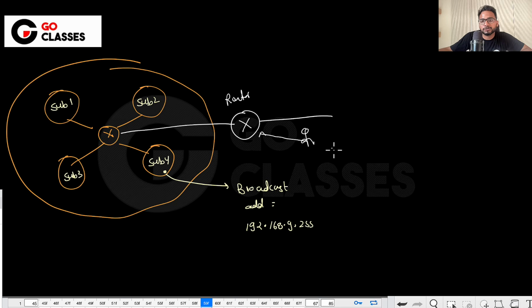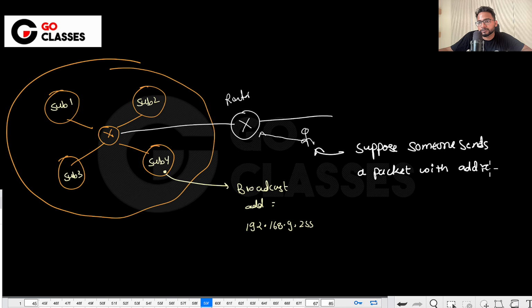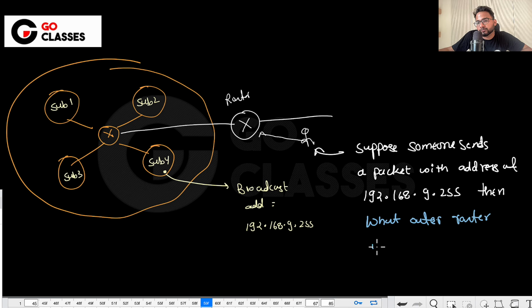So basically, suppose someone sends a packet with the address 192.168.9.255, then what will this outside router do?